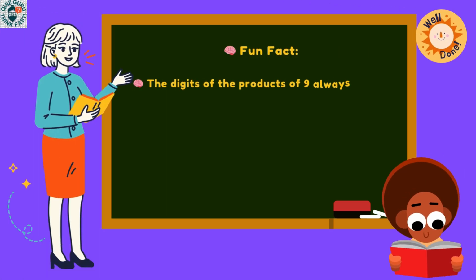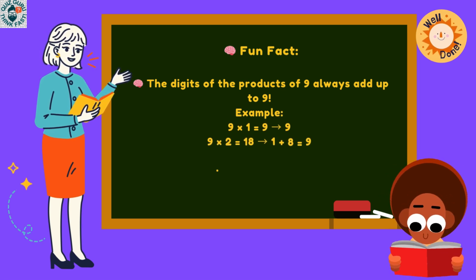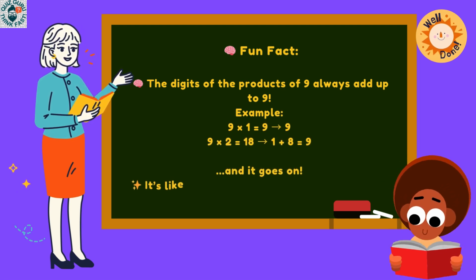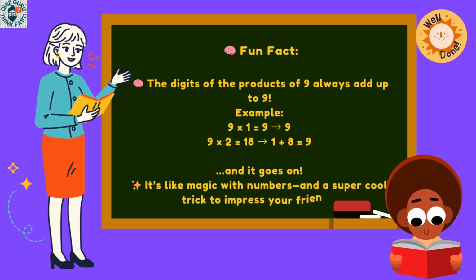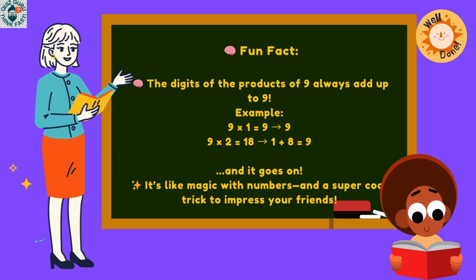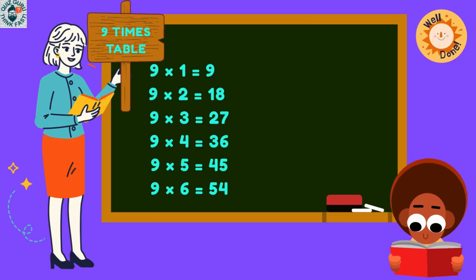You rocked the 9 times table. Fun fact, the digits of the products of 9 always add up to 9. We will revise the 9 times table one more time. Repeat after me. 9 times 1 is 9.